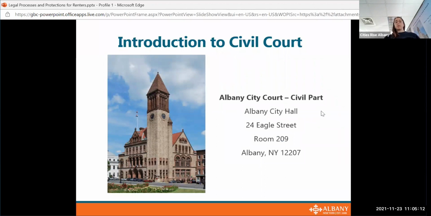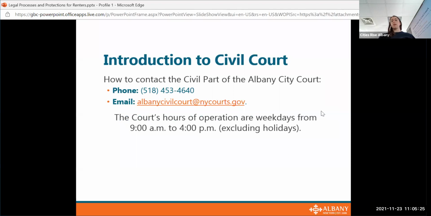In Albany, our city court is located inside of Albany City Hall, which is at 24 Eagle Street, and the court is on the second floor in room 209. If you need to get in touch with the civil part of Albany City Court, you can reach them on most days except for holidays, weekdays, 9 a.m. to 4 p.m. Their phone number is 518-453-4640, and their email is albanycivilcourt@nycourts.gov.